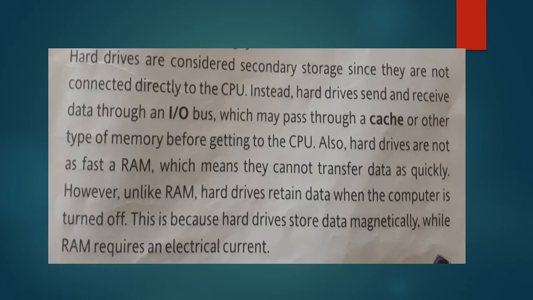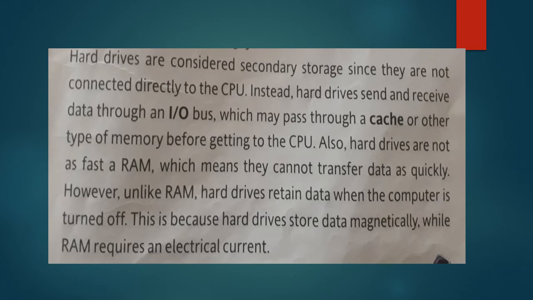RAM is the fastest high-speed memory, but hard drives are not as fast as RAM, which means they cannot transfer data as quickly as RAM. That is why the RAM is directly connected to the CPU and the CPU can fetch data very quickly from the RAM.